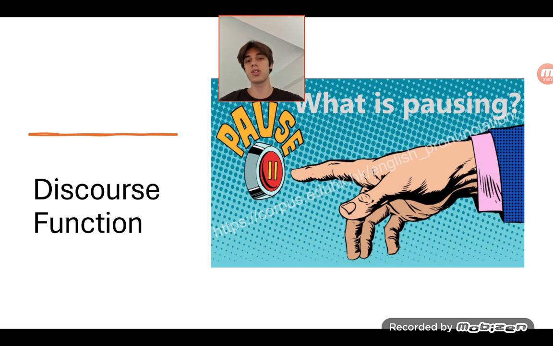So discourse function. This can help organize the structure of conversations by indicating that the speaker is finished or that there's more to come. If we want to indicate that the sentence is finished, we can use this suprasegmental feature, which is called pausing. We actually pause between sentences to make it obvious that the sentence is finished, and we get to the other sentence to talk about it.